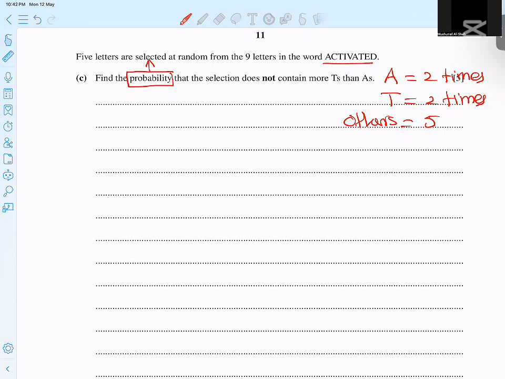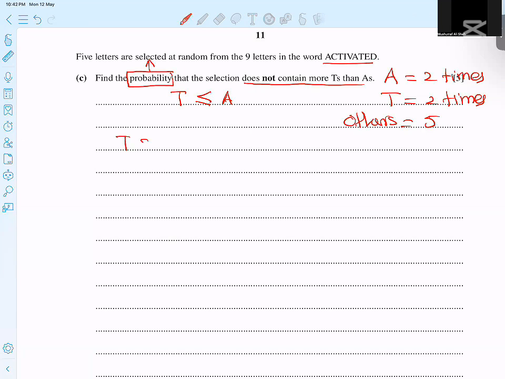But what is the most important condition? He said the selection does not contain more T's than A's. So T should be less than or equal to A's. I repeat, T cannot be more. T can be equal, no doubt about it. T can be equal or less than A. So it is very clear. Let's try to make a plan.